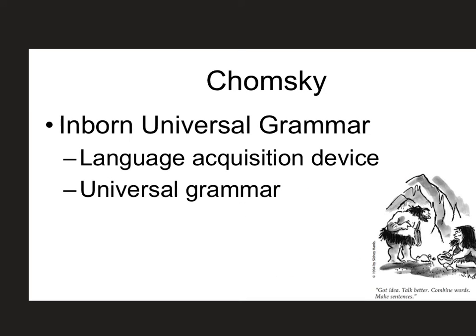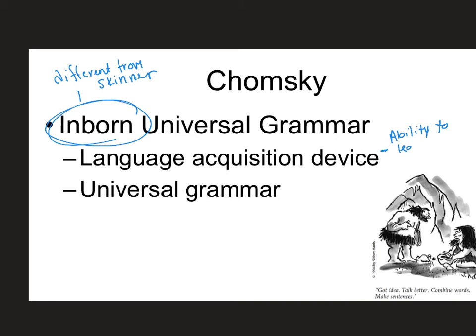Chomsky is the second one to focus on language, but Chomsky had a different point of view. He believed that there was some sort of inborn ability, so this is different than Skinner. Because Skinner said that we learn it, where Chomsky says there's something innate in us to learn language, or that we are born with some sort of universal grammar. And so what Chomsky said was that we have a language acquisition device. So this is the ability to learn language automatically.